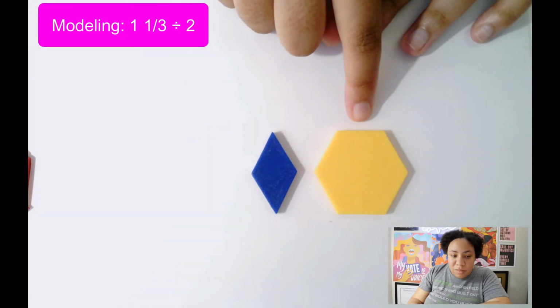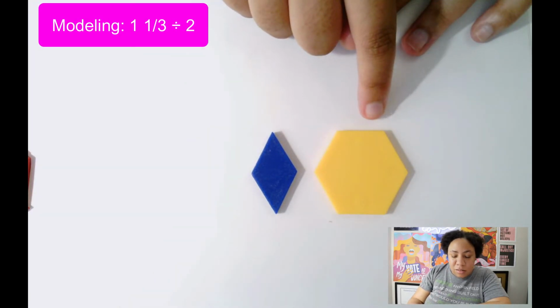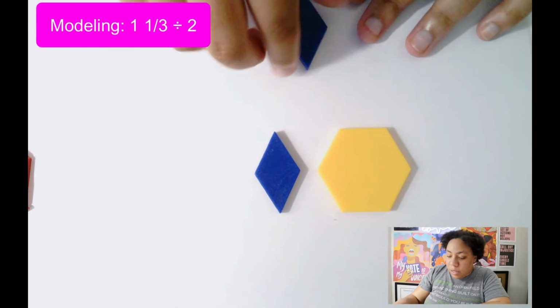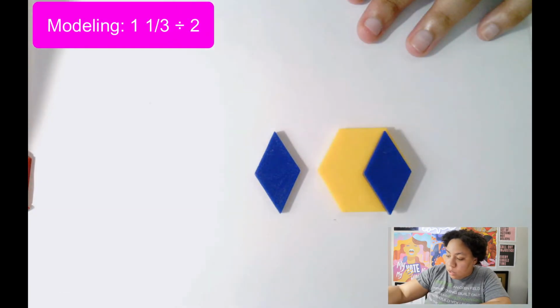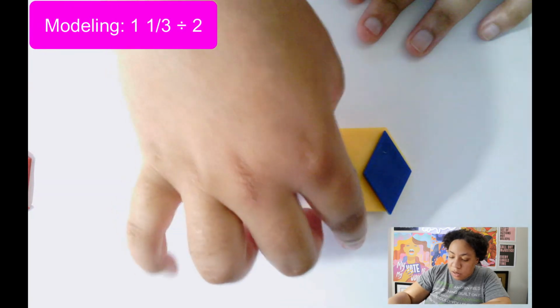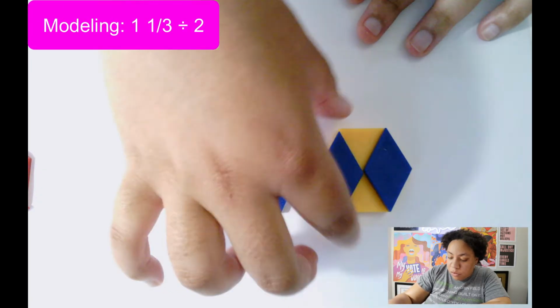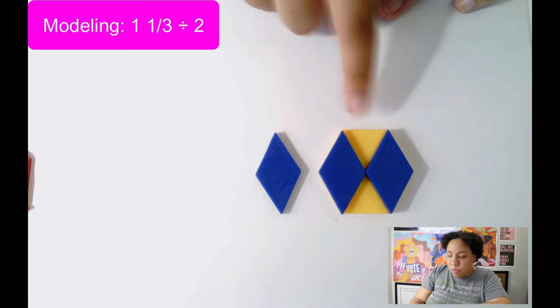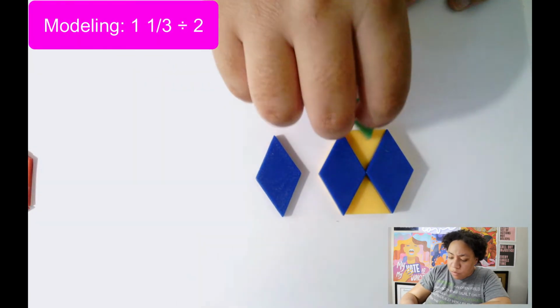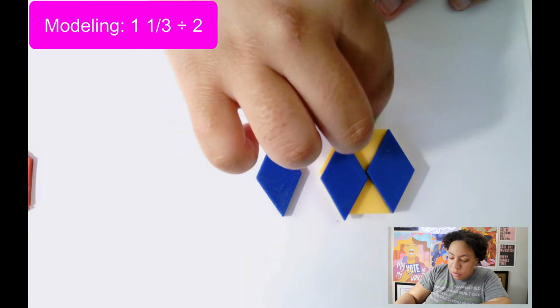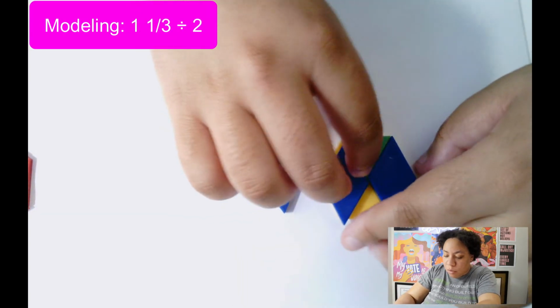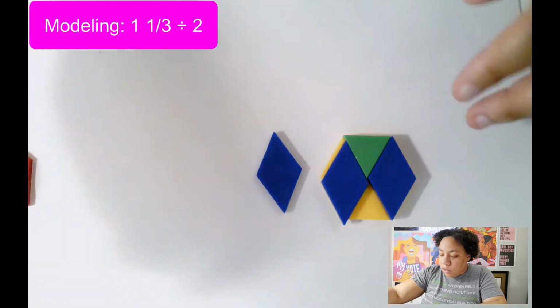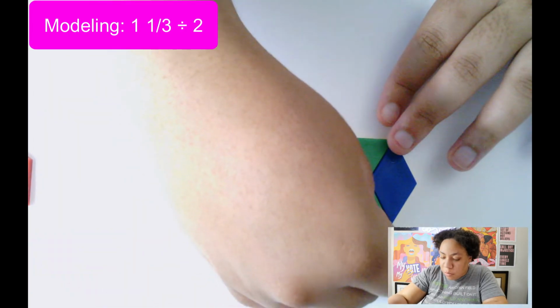Can we break down this hexagon into rhombuses? Yeah, we can. We can use these rhombuses here, and we can fit 2 of them on here. But what about the missing spaces? And students will be able to say, oh, maybe a triangle can fit in there. So basically what we're doing is we're dividing the whole into parts. And students should be able to see that relationship using the pattern blocks.